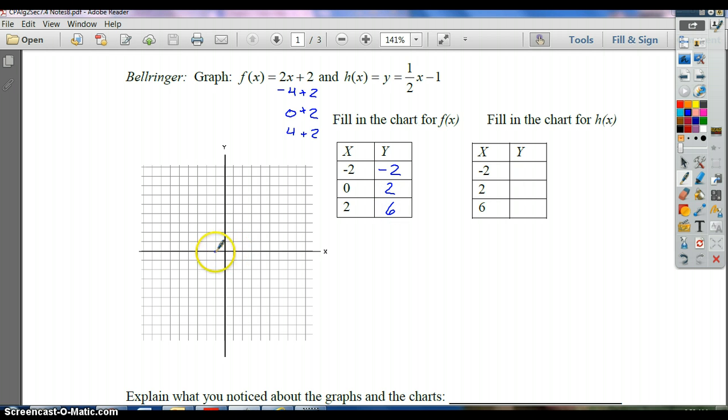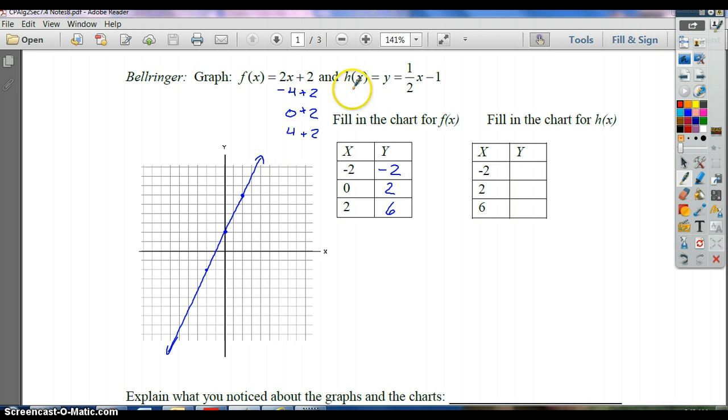I'm going to plot those quick. Negative 2 down 2, get 0, 2. And 2 up 6, 2, 4, 6. As far as that line goes, okay, there's our graph of that guy.